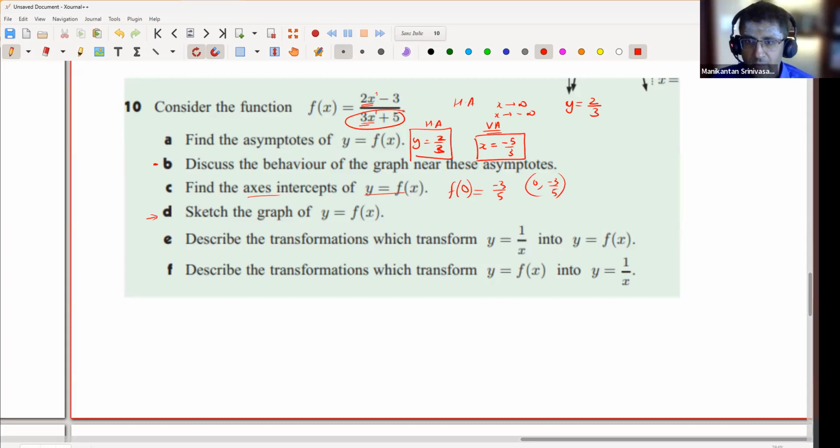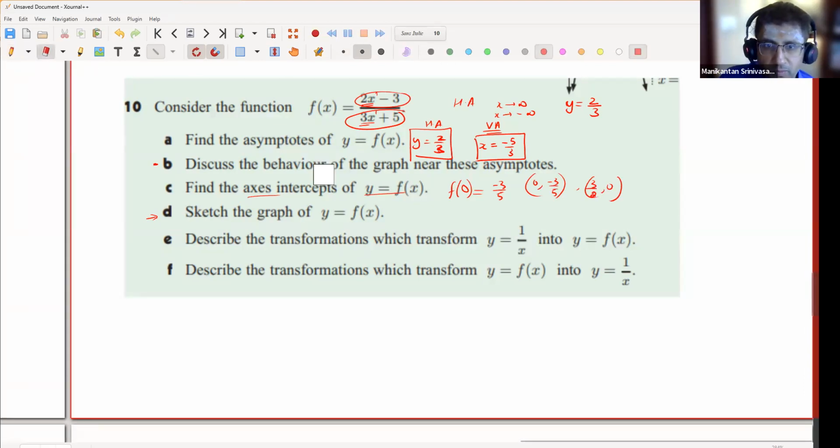And on the x-axis, it cuts the x-axis when the y value is 0, which means the numerator is 0, which means 2x minus 3 is 0, which means x is 3 by 2. So it passes through (3 by 2, 0). So these are the two axis intercepts. Now, putting all this together and maybe a little more, let's sketch the graph.